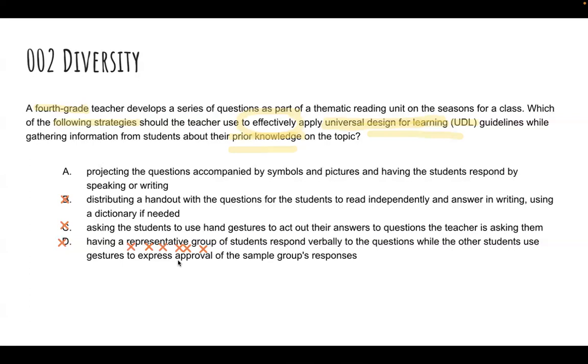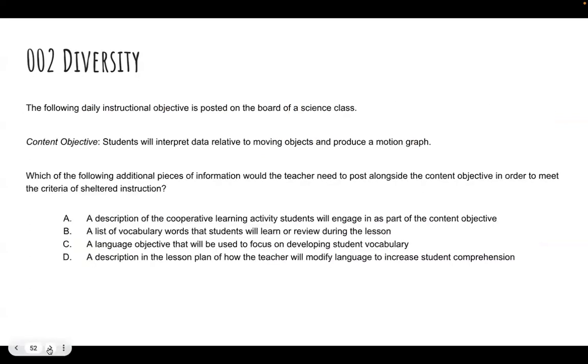You've included visuals, you've given different ways that they can respond to you in the assessment or the gathering of the information. So A is for sure the best answer. Everyone good with that one? Yep. All right.